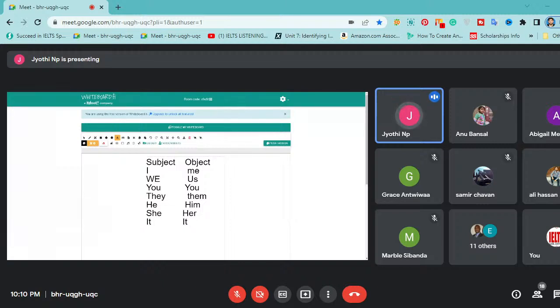Let me prepare small notes and I'll try to post it tomorrow with examples, and I'll also give an exercise tomorrow for you all to identify and write which is the subject and the object pronoun and things like that.